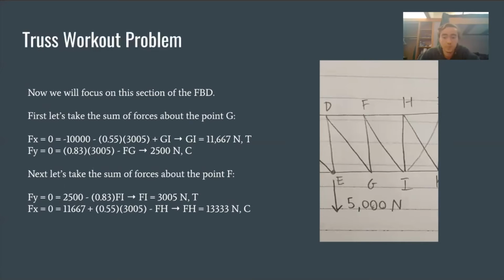And then just move it one over again. It looks really similar because it's basically the same shape, but you just sum the forces at points G and F in the X and Y direction. Through this, we can get GI, FG, FI, and FH. And then the next one is where things get really complicated.